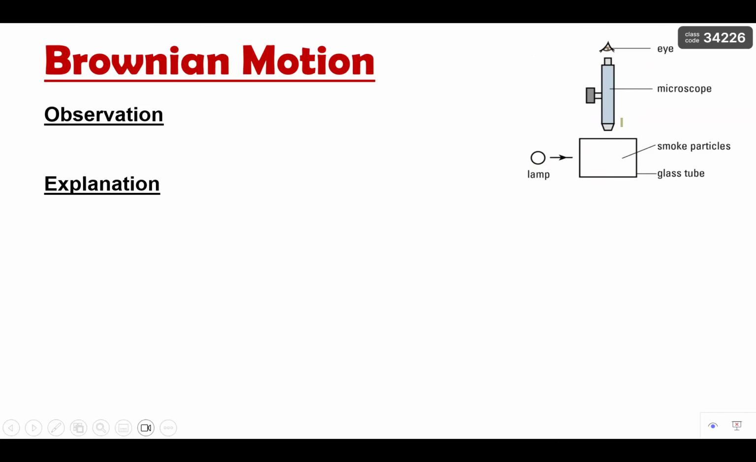Why do we need a microscope? Because the smoke particles are very small, it's a bit hard to see, and the microscope gives the bright light source at the bottom. What is observed is that you will see many bright spots of light, or bright points, moving about randomly. There's no fixed direction that they move, but they are moving about randomly.